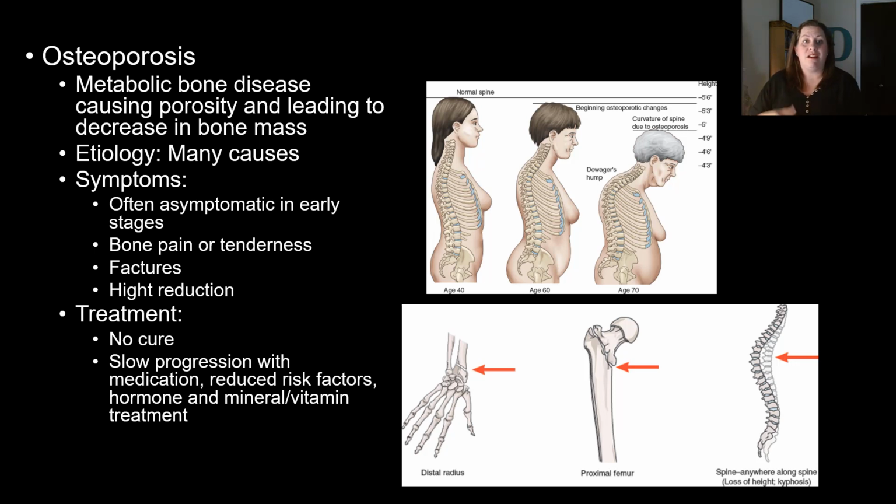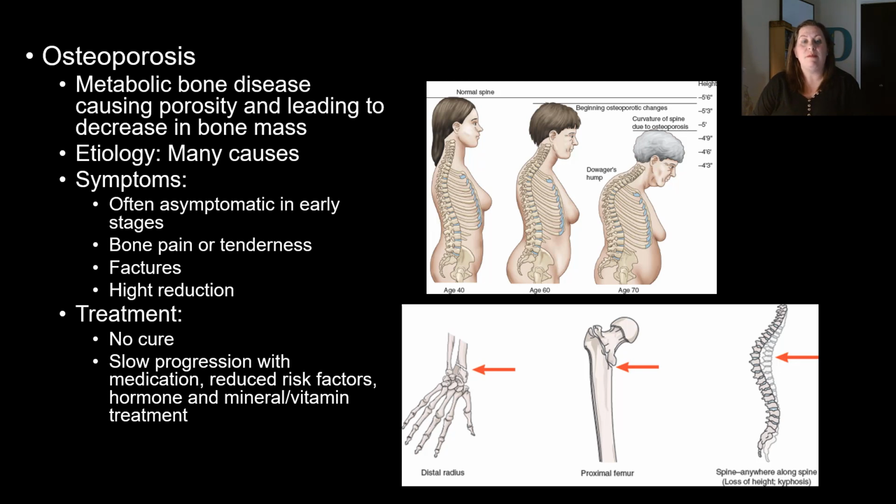Now, the etiology or the cause, there's many different causes for it, but one of the main causes is due to menopause. It's a decrease in estrogen levels, that particular hormone. And we do see this happen in women more than men. So men and women can both develop osteoporosis.